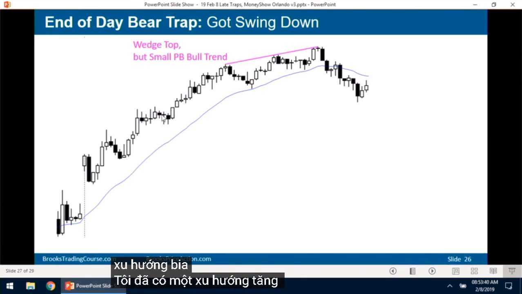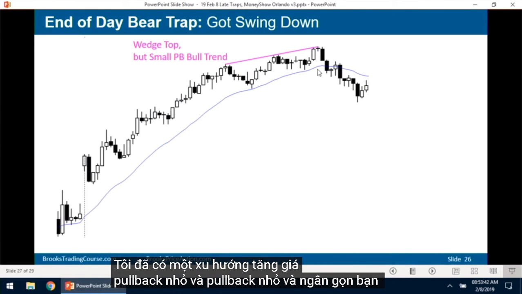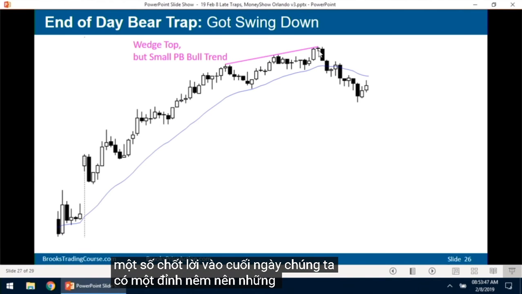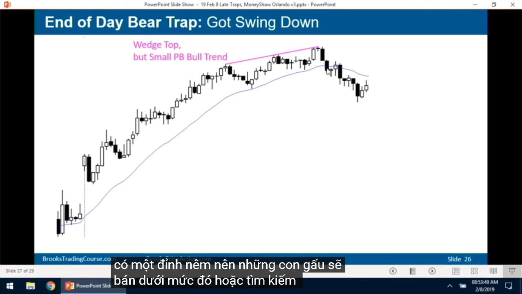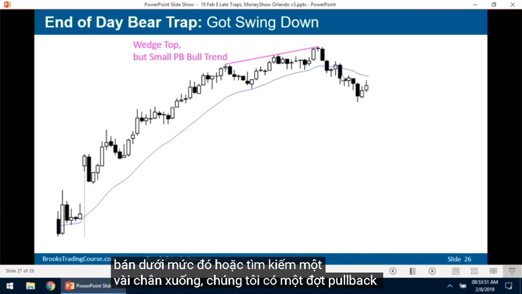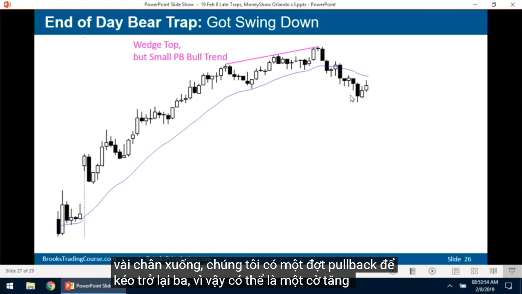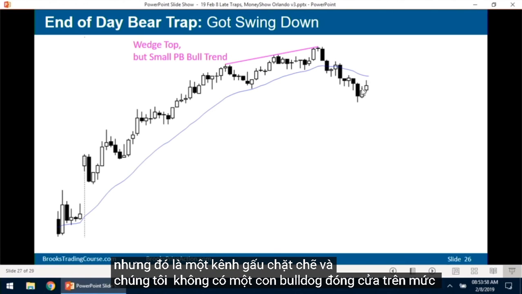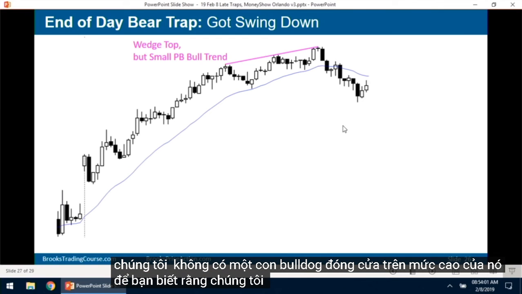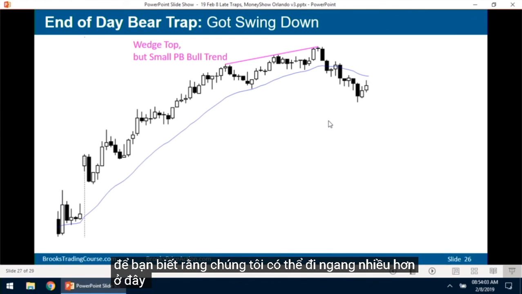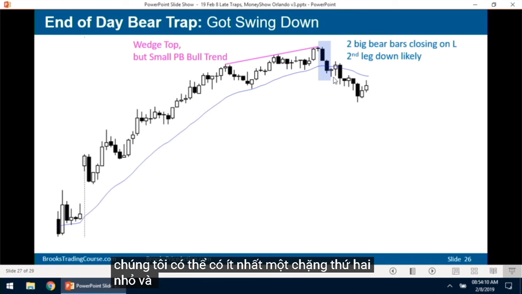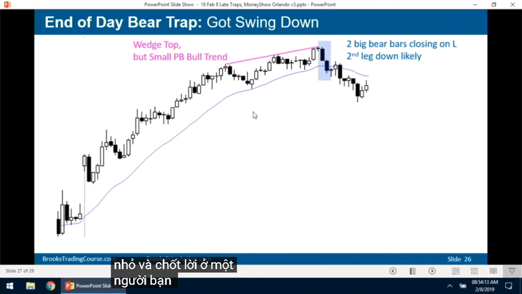We've got a small pullback bull trend. The pullbacks are small and brief. You expect some profit taking late in the day. We have a wedge top, so bears will sell either below that or that, looking for a couple legs down. We have 1, pullback, 2, pullback, 3, so possibly a wedge bull flag. But it's a tight bear channel, and we do not have a bull bar closing on its high. So we might go more sideways here. Two big bear bars. We probably get at least a small second leg down and profit taking in a bull trend.